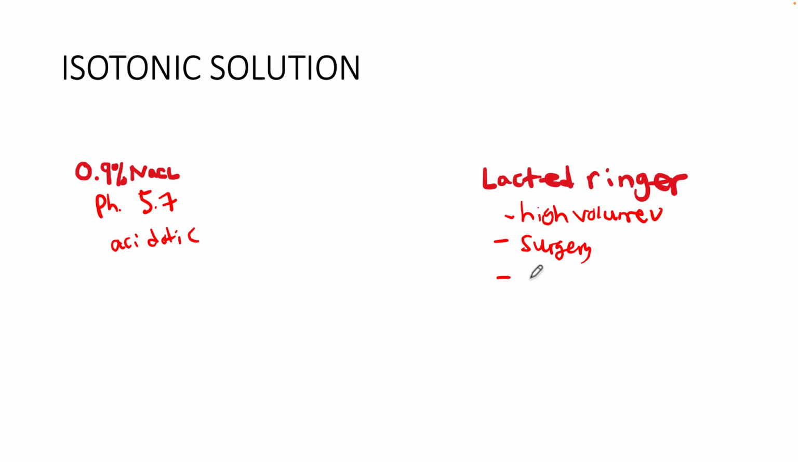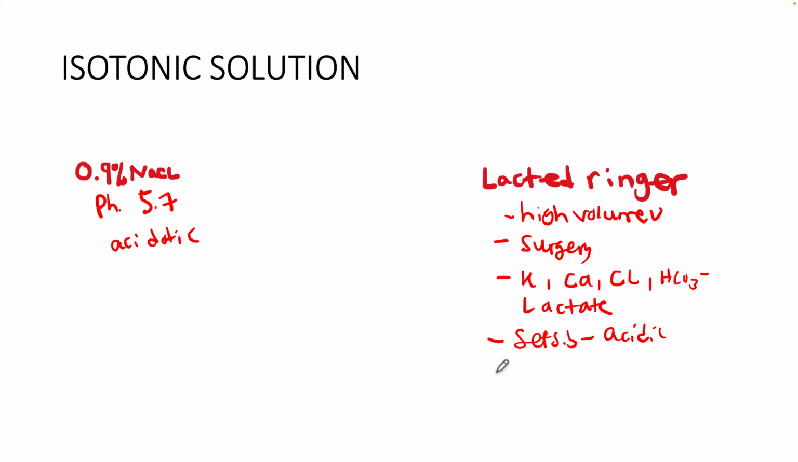The electrolytes that it consists of are potassium, calcium, chloride, bicarbonate, and also lactate. This can also be given for patients that have sepsis, because in patients with sepsis, their body becomes acidic, so this can help with the acidity level.